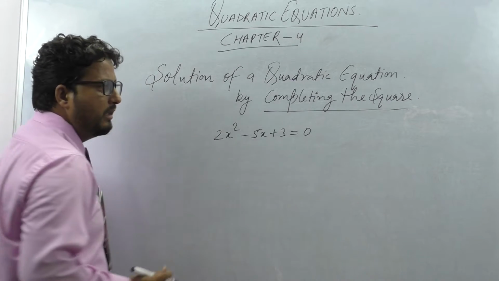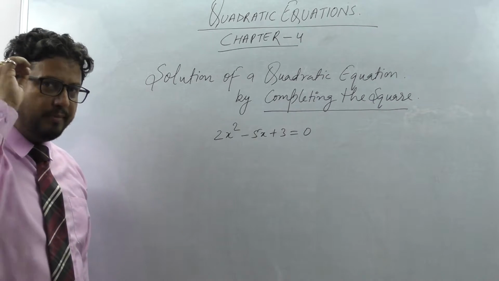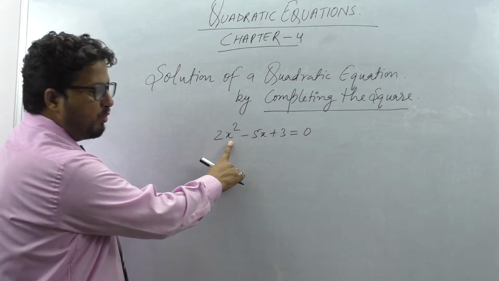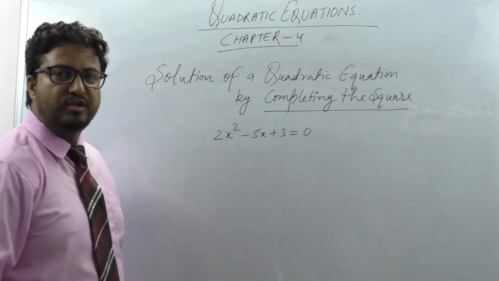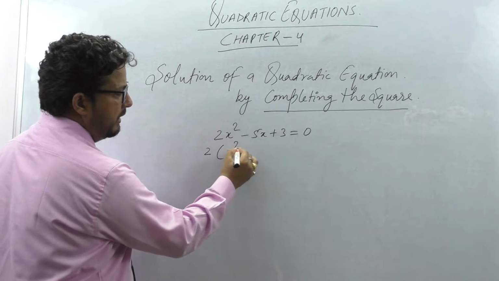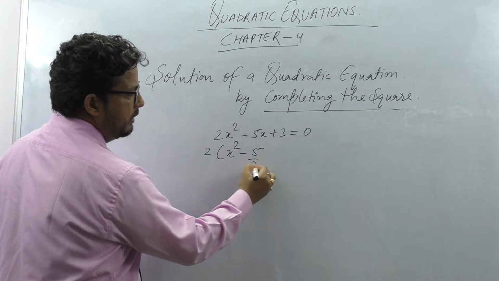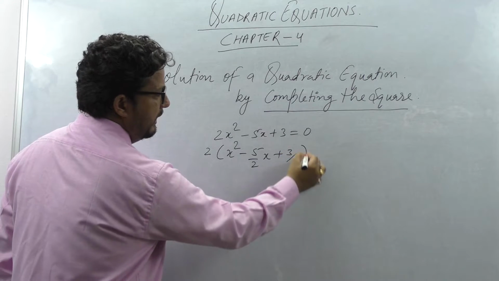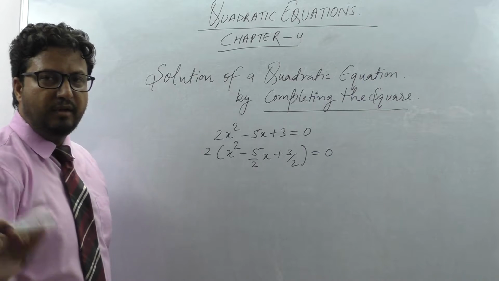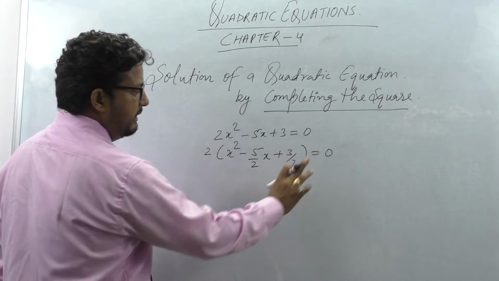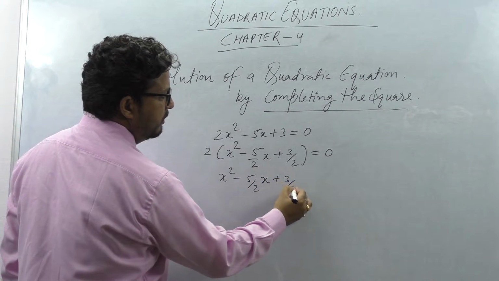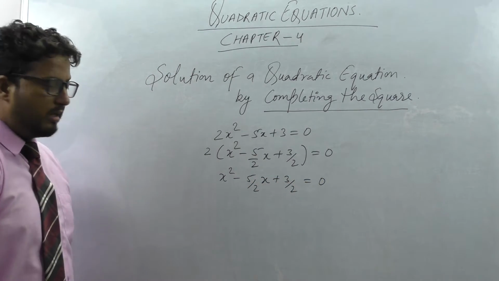Like, a quadratic equation is there, so the first concept you have to keep in your mind is that the x square term should be free from any coefficient. So we are going to take this coefficient 2 common. If I take 2 common, it will be x square minus 5 by 2x plus 3 by 2 equals 0. Understood everyone?